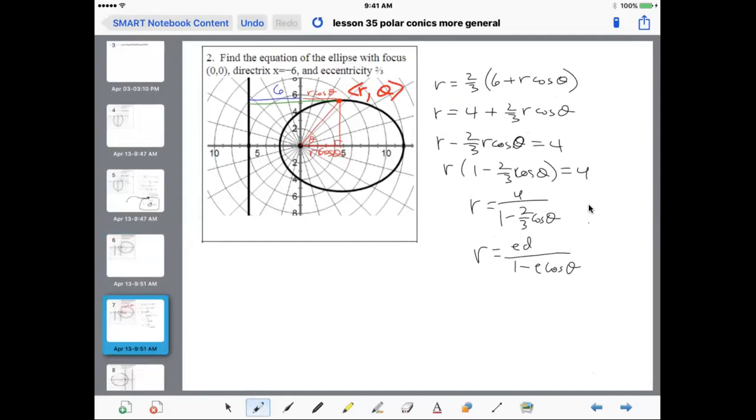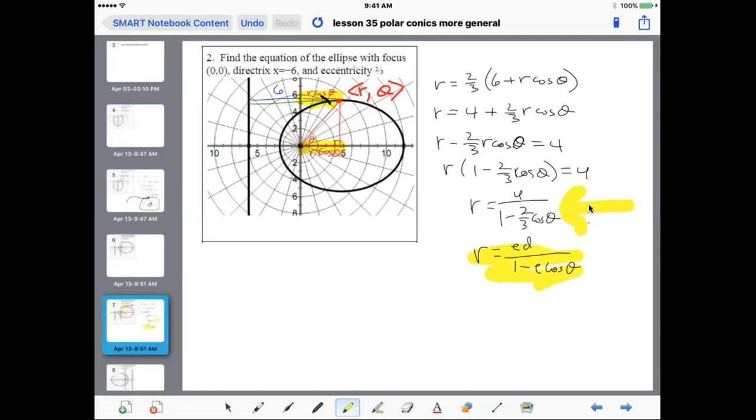So for this one, you see this line over here? I'm going to highlight it. This line there, that's actually equivalent to this line down here. So that's r cosine theta instead. And that's why it's r cosine theta plus 6, which eventually turns into this first one, 4 over 1 minus 2/3 cosine theta.